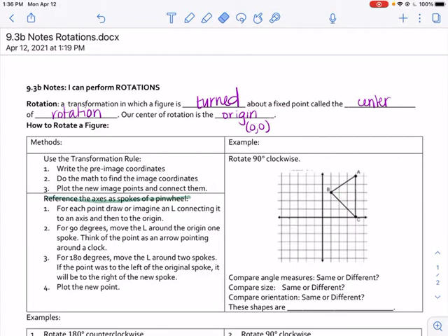So the first step is we're going to draw or imagine an L connecting that point to the axes and then to the origin. So here's my little L, and then we're going to spin our pinwheel, and we're going to go clockwise. So we want to go in the direction that a clock goes. You might want to look at a clock, at the circle kind of clock, and then see. So it went 1 on the axis and then 3 out. So there's my new B, my B prime, okay?